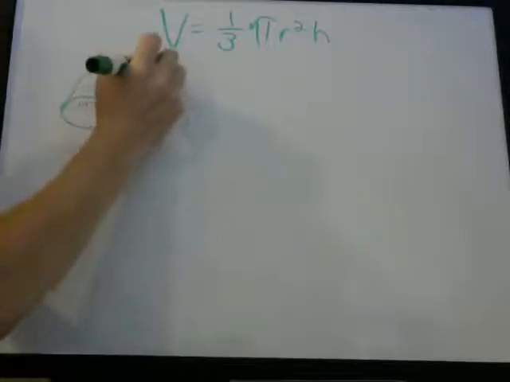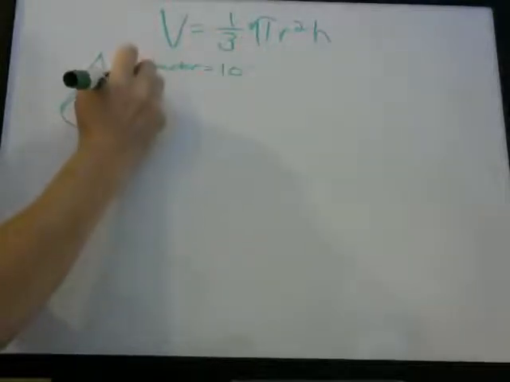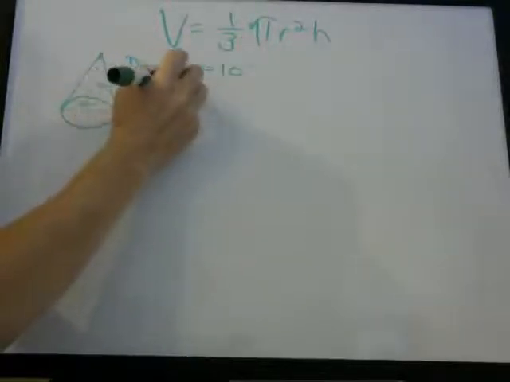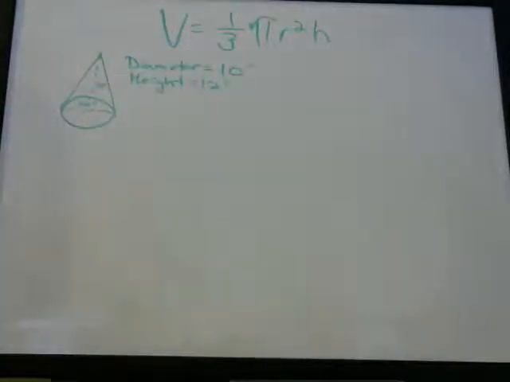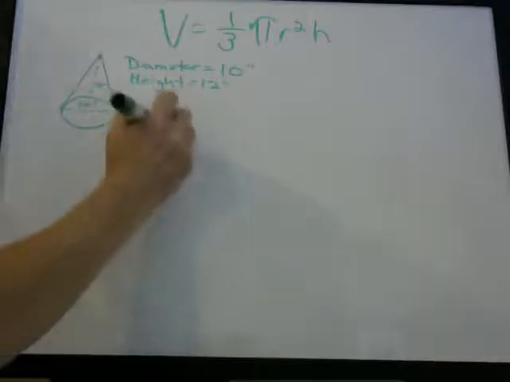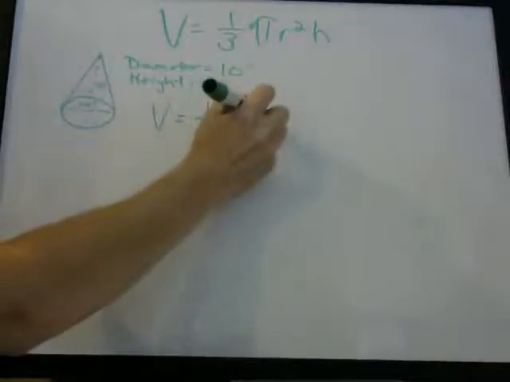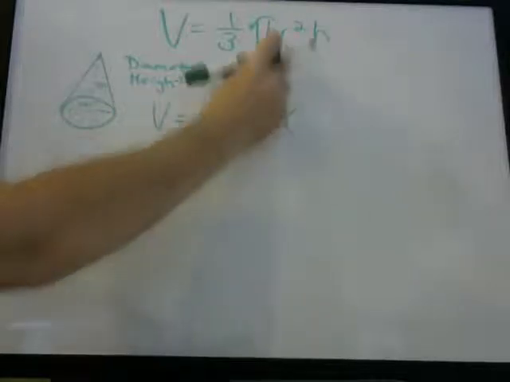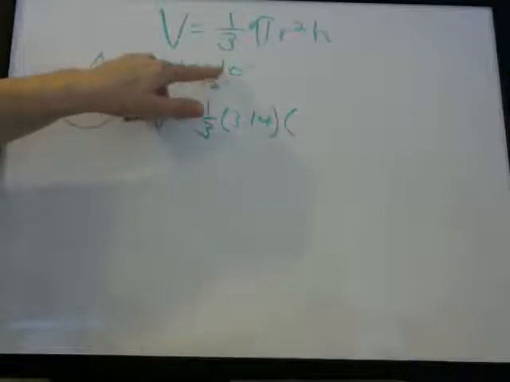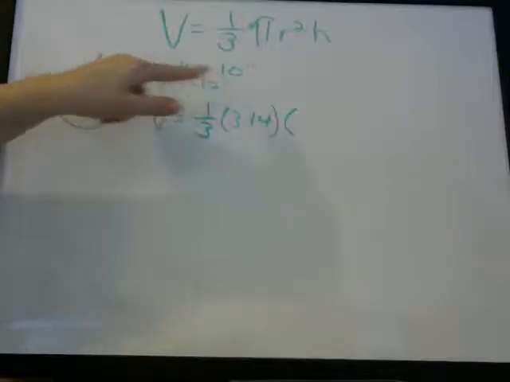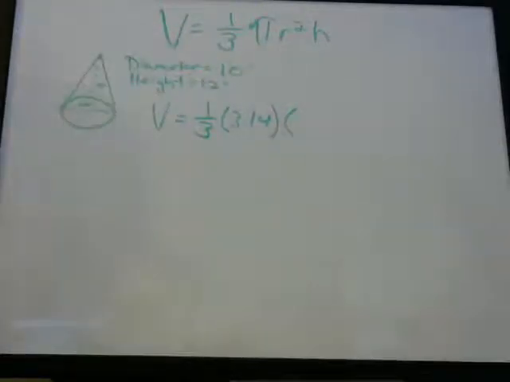So diameter is 10 inches, height 12 inches. So again, to find the volume, we just plug that in. 1/3 pi is 3.14. Now, the radius. So don't get caught if they give you the diameter. You don't want the diameter, you need the radius. So if the diameter is 10, the radius is half of that. So the radius is 5.